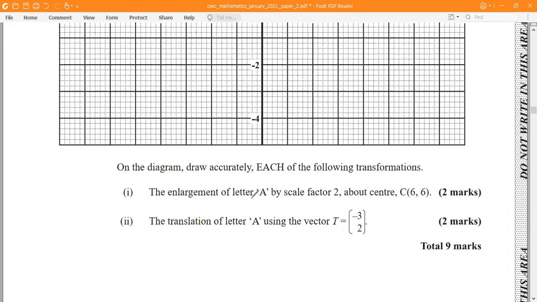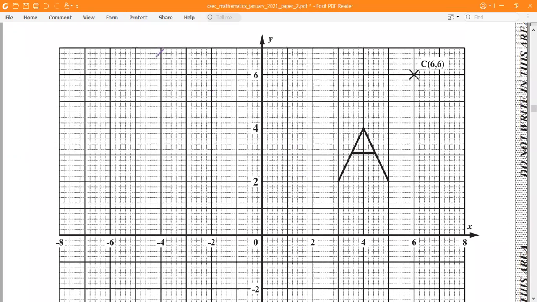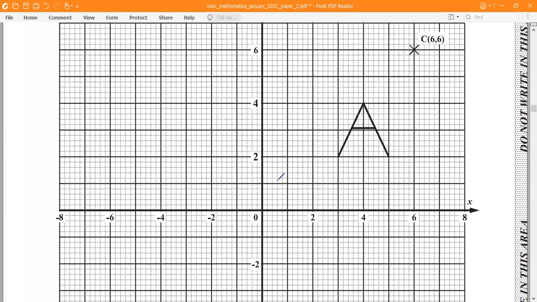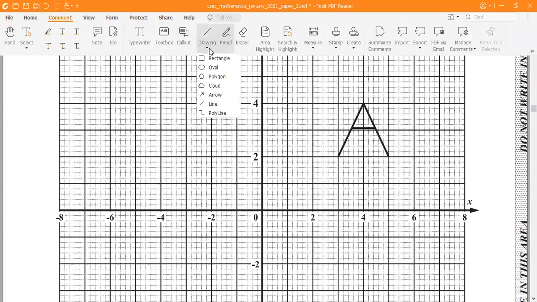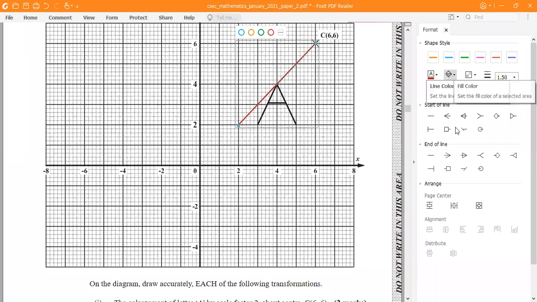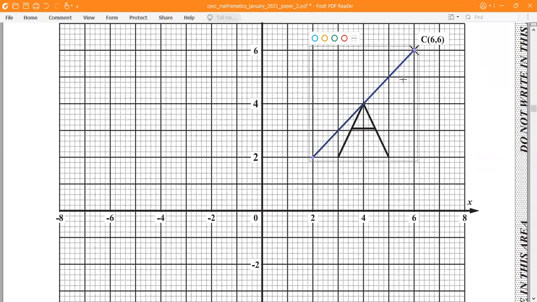We're doing this question now. There's an enlargement by scale factor 2 about the center (6, 6). So the image is going to be twice as big as the object. Let's get ready for that. We draw lines passing through each point. So we have one line here, then we have another line here.